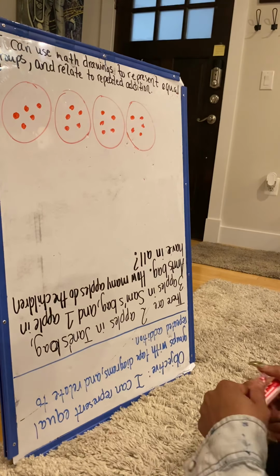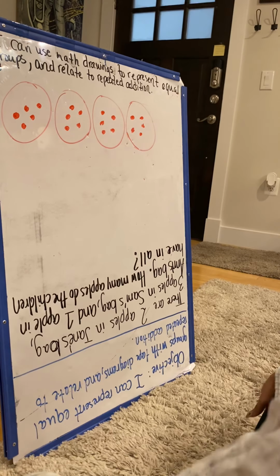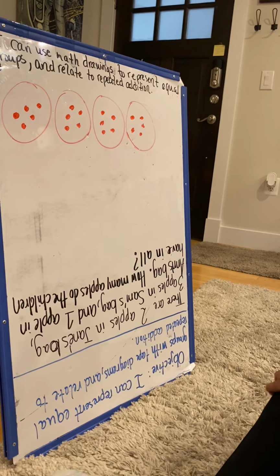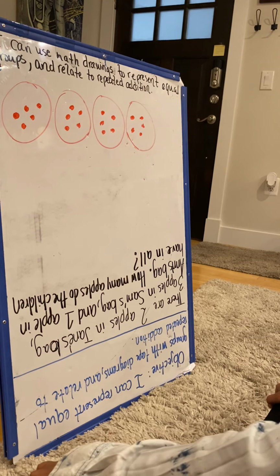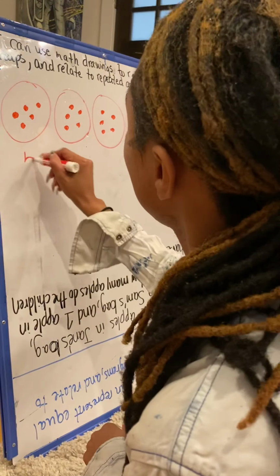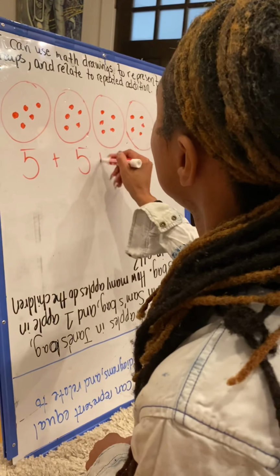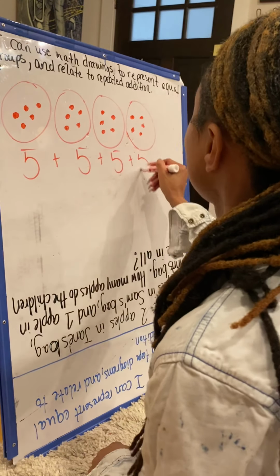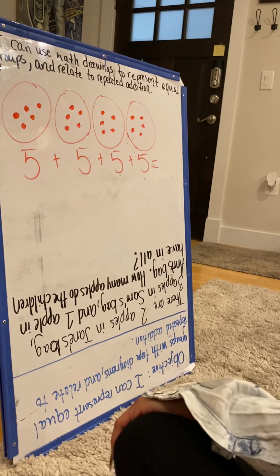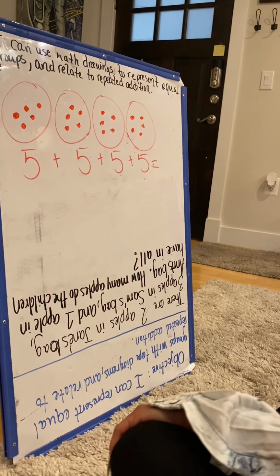Now go ahead and tell somebody at home the repeated addition number sentence that you will write to relate to this particular drawing. Yep, you should have said 5 plus 5 plus 5 plus 5. And can anyone tell me how much that is?